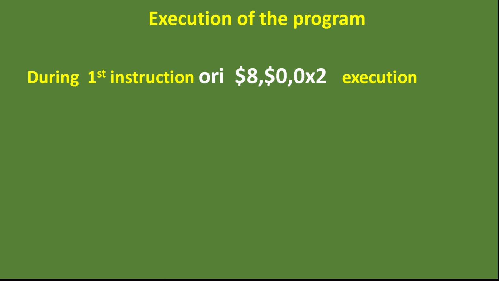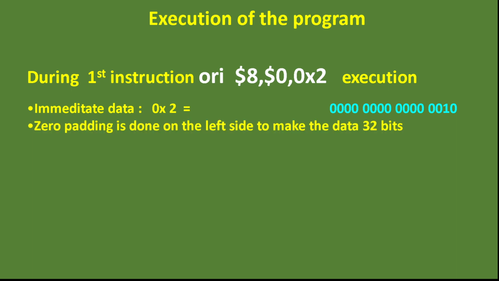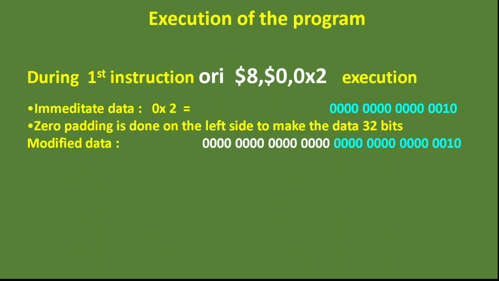So during the first instruction execution, that is ORI $8, 0x2, which is the immediate data. So what is the corresponding object file value, or the binary code, or the machine code? It is 0000 0000 0000. So it consists of only a 16-bit value, which is a 2's complement value. So zero padding will be done on the left side to make the data 32 bits, because we are using a MIPS 32-bit processor, right? So the modified data is like this.